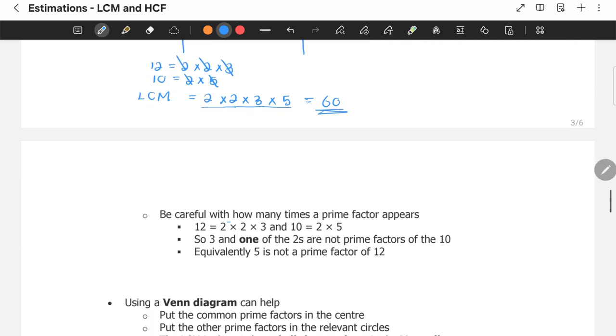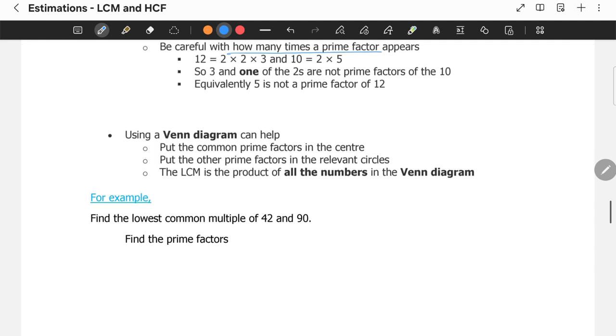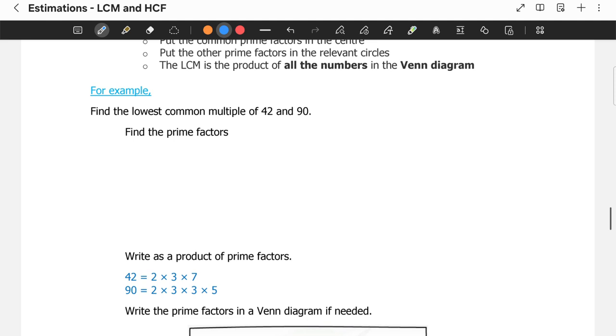So be careful how many times you write a prime factor, how many times it appears. If it's common in both 12 and 10, then you only write it once. For example, these 2, we wrote it once, and then the ones that remained, we leave it. We then write them down. You can also use a Venn diagram if that helps.